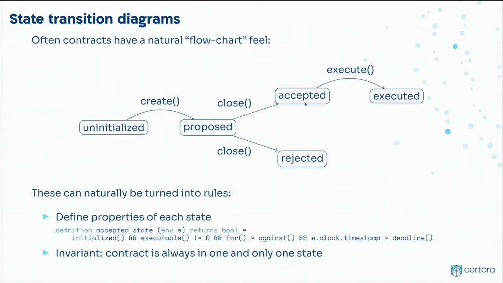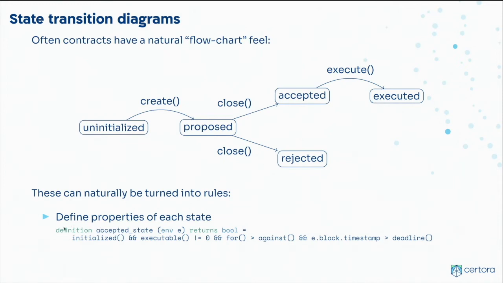How do I know that it's accepted? Well, I know that it's been closed and that there are enough votes. And I also should know that it has the executable and that it's been initialized. So for each state, you can say, for all of the variables, how do I know whether the contract is in that state or not?